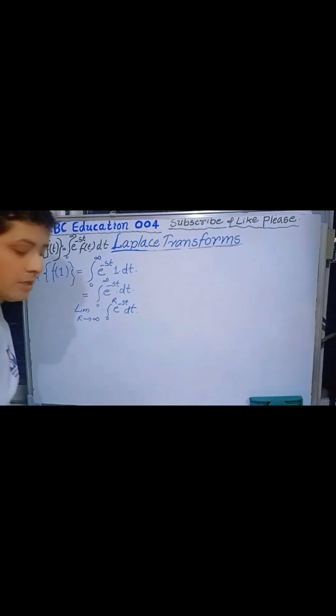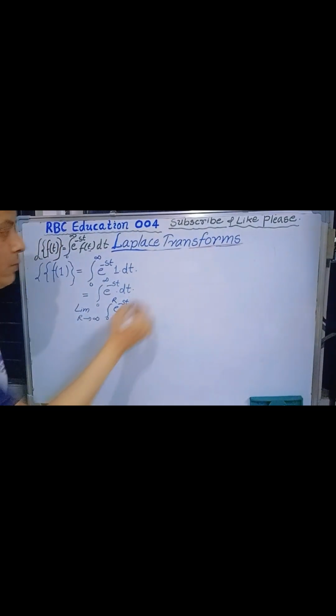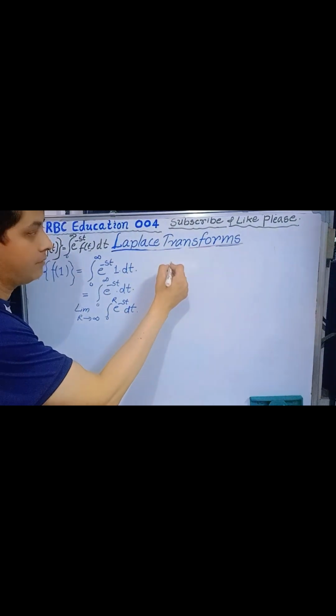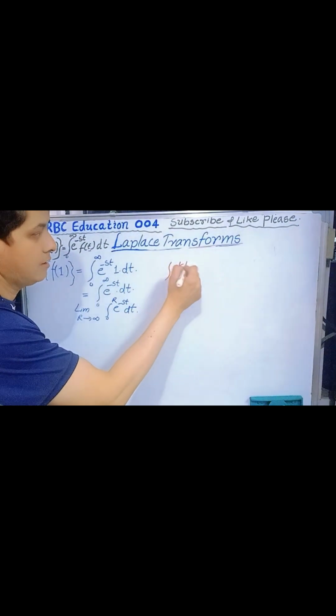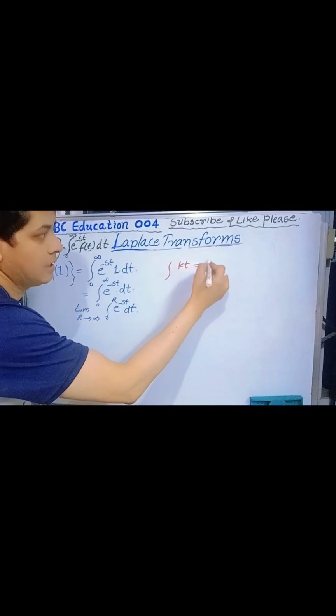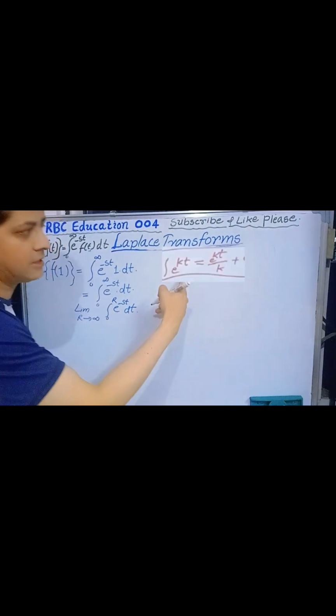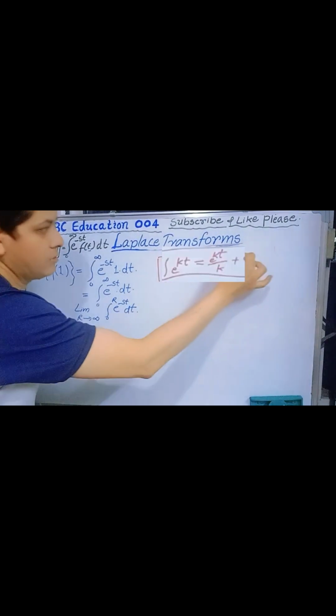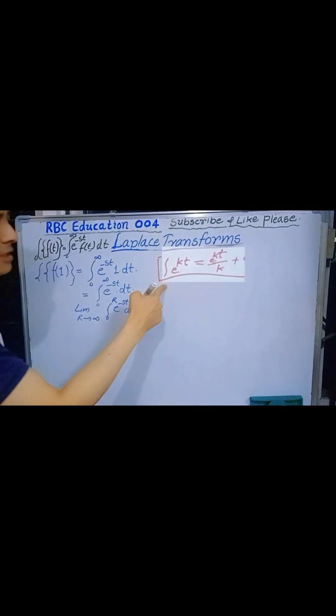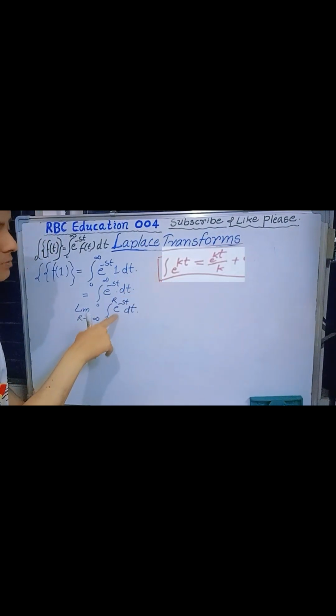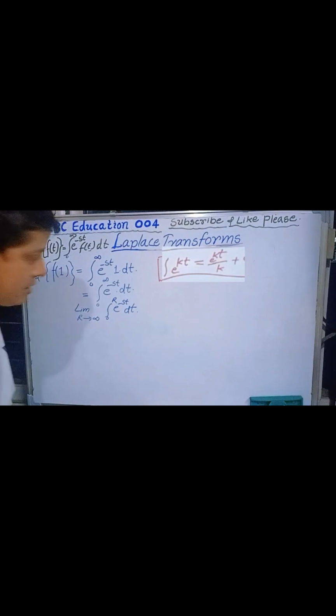Now you must remember a formula: the integral of e to the power of kt is e to the power of kt by k plus c. This integration formula you need to remember. If you don't remember this, then it will be a problem. You may not be able to solve this, because e to the power of minus st is like e to the power of kt, where minus s is a constant. So let's apply that here.